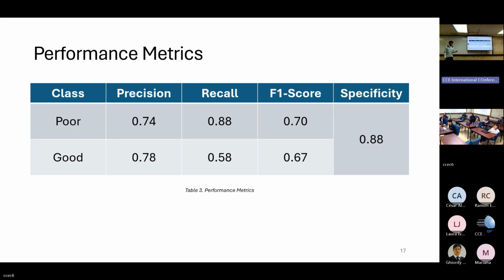So we can see here some performance metrics. Let's remember that precision tries to reduce the false positives error. We get for the poor class a precision of 0.74 and for the good class 0.78. For the recall, which tries to reduce the false negatives error, we had for the poor class 0.88 and for good 0.58, which is very low. For F1 score, for the poor class we had 0.70, and for the good class 0.60, and specificity we had 0.88.